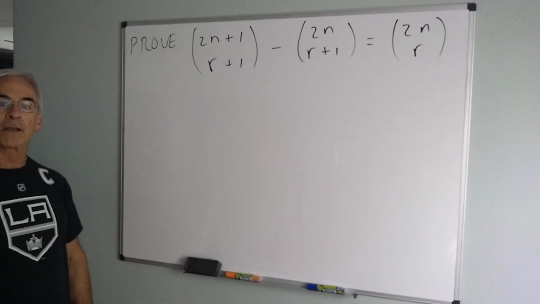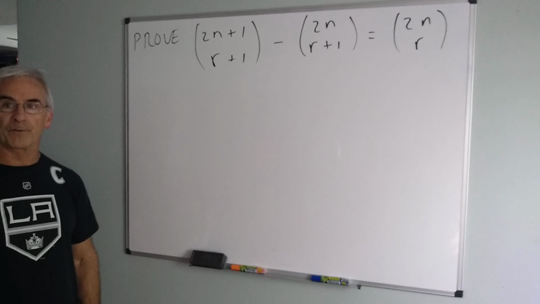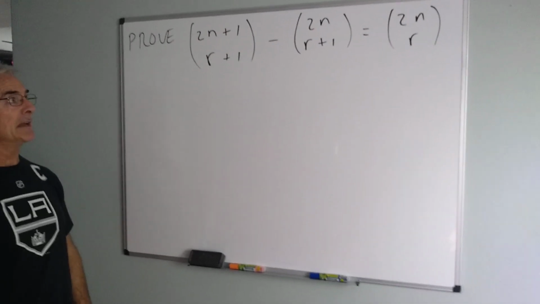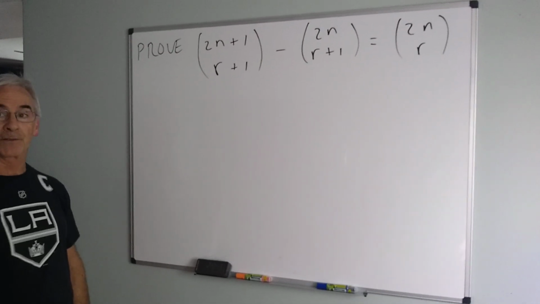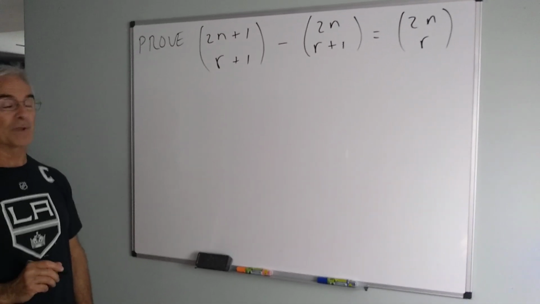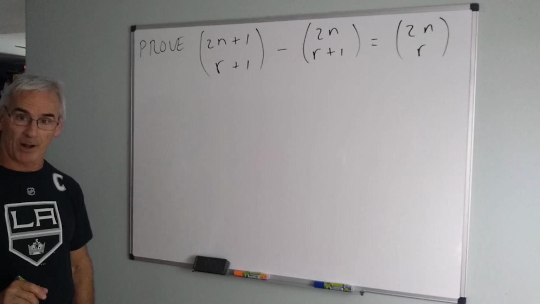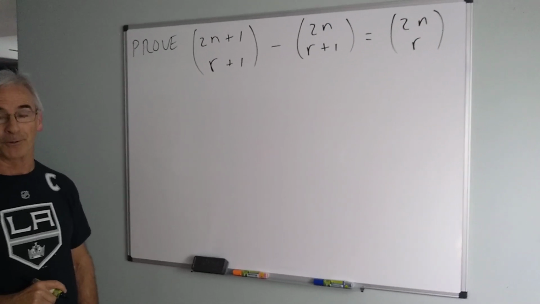I wanted to work a combinatorial proof. We've been having some difficulty with these lately, and a couple of major things about proofs in general. Whenever you're trying to prove something, there's two things you cannot do. One is you cannot assume it's true before you start the problem, because then you're already done because it's true.